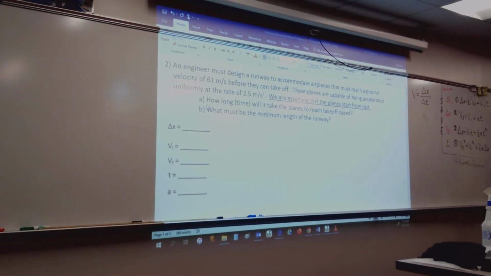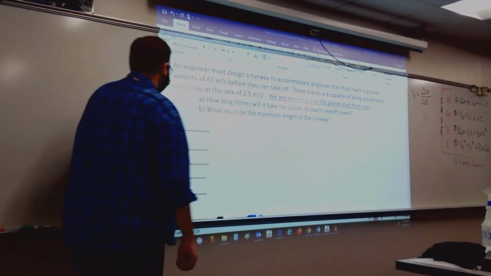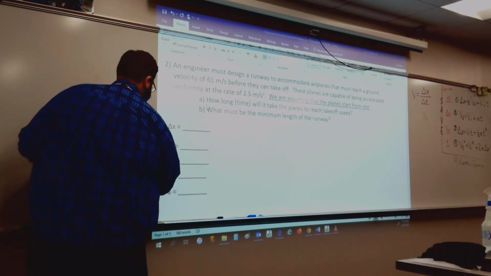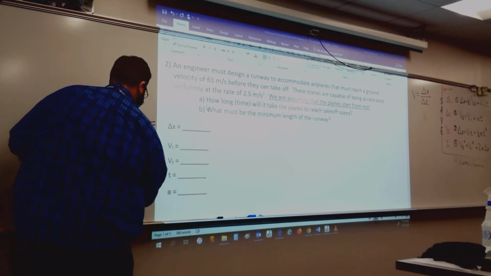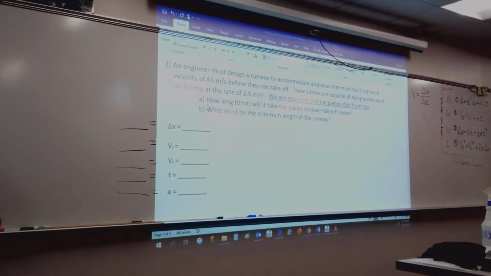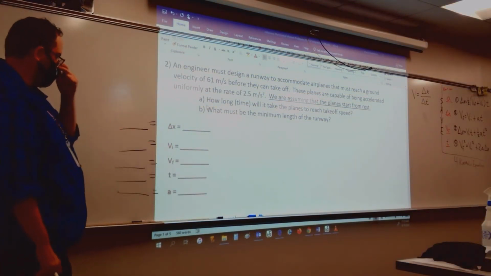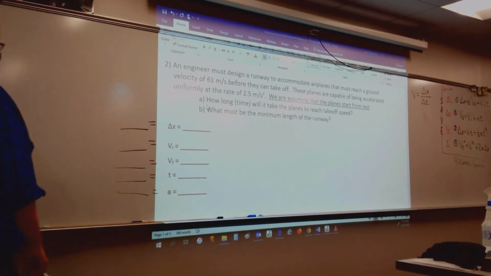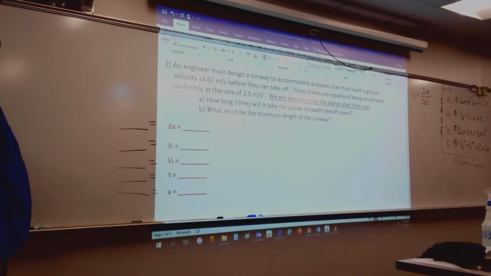So to remind you what each of these values mean, I'll write them off to the side so that in my recordings they can actually be seen. You don't need to do this. The first one there is displacement, delta x. Then VI is initial velocity. VF is final velocity. T is time, and A is acceleration. So we'll go ahead and read through the problem here. It says an engineer must design a runway.